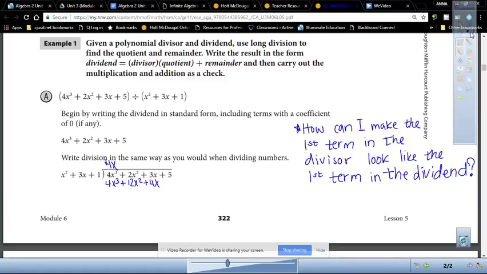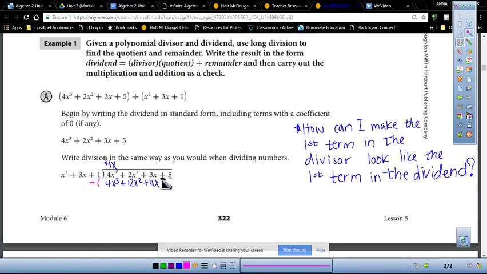All right. So now I want to subtract this polynomial. You're actually going to be subtracting this whole polynomial. But if I'm subtracting that whole polynomial, then this negative is actually going to distribute to each term in the polynomial. So 4x cubed minus 4x cubed is 0. 2x squared minus 12x squared, that's negative 10x squared. 3x minus 4x, that's negative 1x. And then I carry down any extra terms.